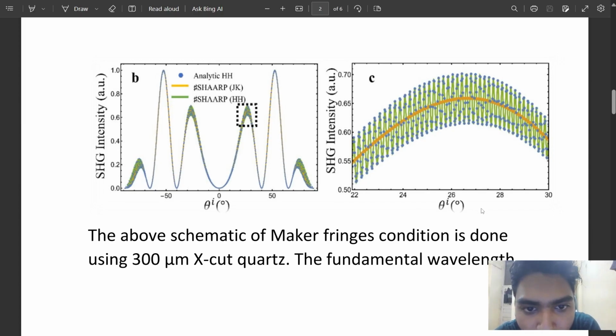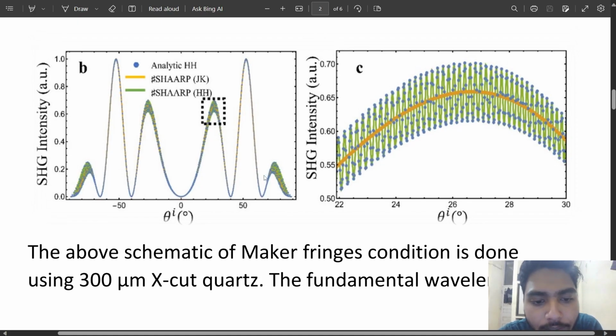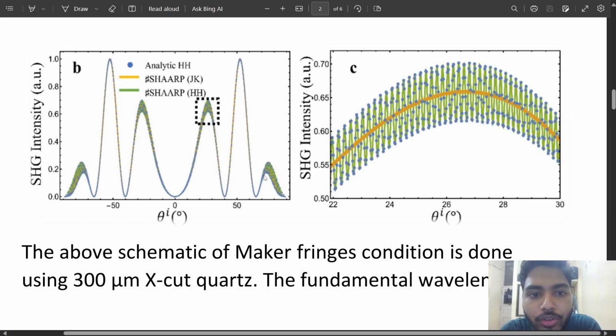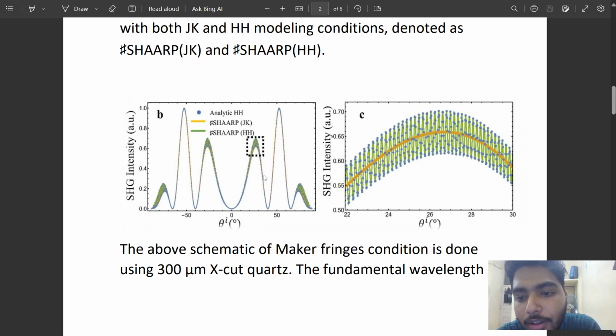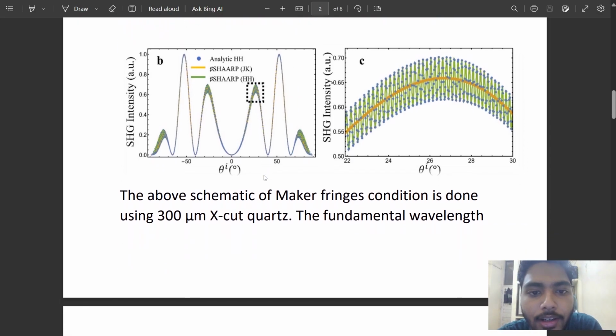In the magnified portion, the dashed portion has been magnified here, and the incident angle is, I think, around 20 to 30 degrees. If we magnify this portion, we can see that the SARP HH is totally different from the SARP JK. Why is it different? The main reason is that HH considers the propagation of forward and backward waves. Because of that, multiple reflections occur, and due to multiple reflection and the interference of the forward and backward propagating waves, the amplitude changes. That's why the amplitude sometimes increases and sometimes decreases, because there is constructive and destructive interference as well. So from this we can conclude that SARP is matching very nicely with the analytical experiments.